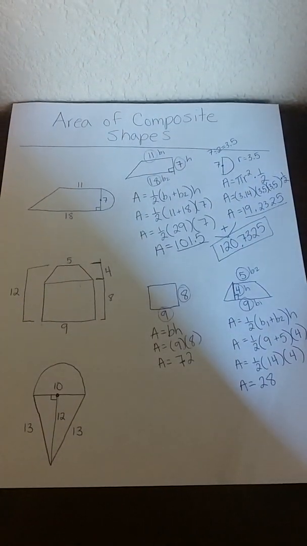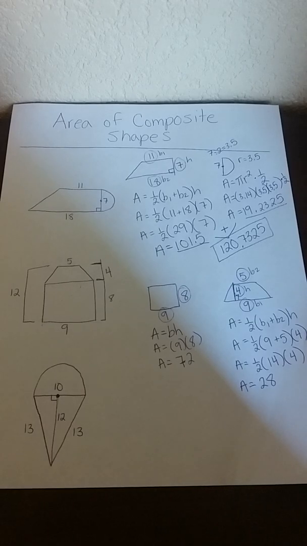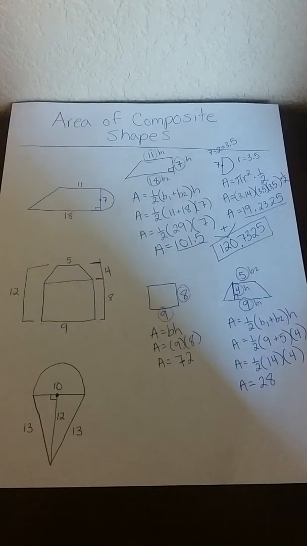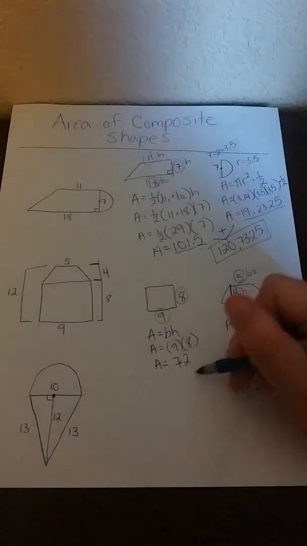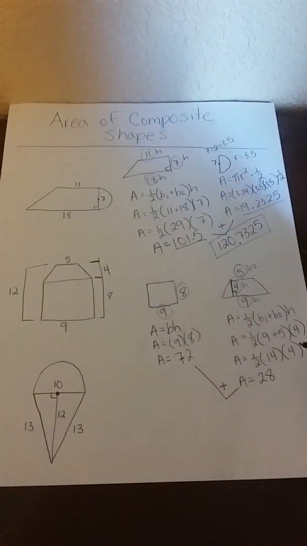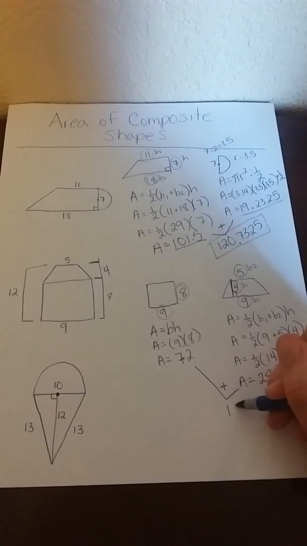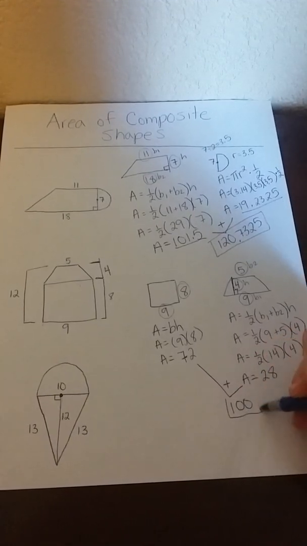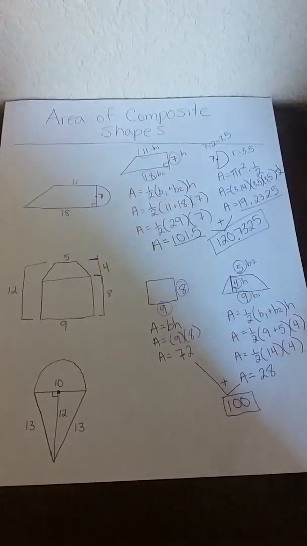So I have my rectangle has an area of 72. My trapezoid has an area of 28. I put them together to get the area of the entire composite shape, and I get that the final area is 100. So the area of the entire shape is 100.